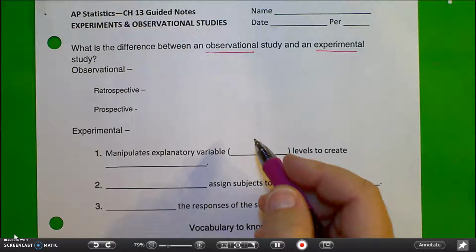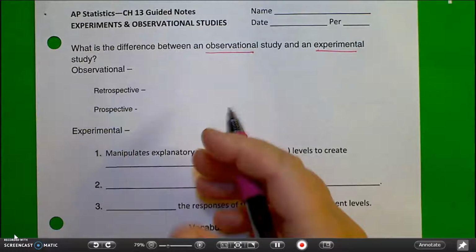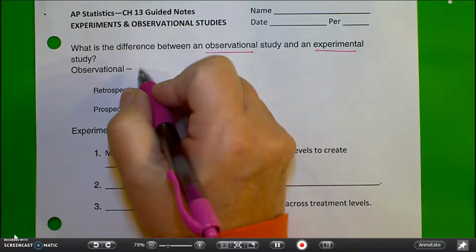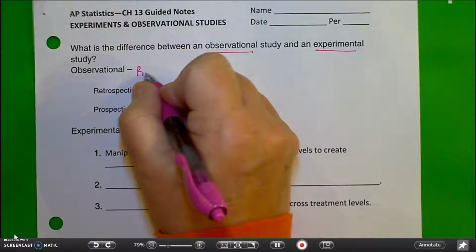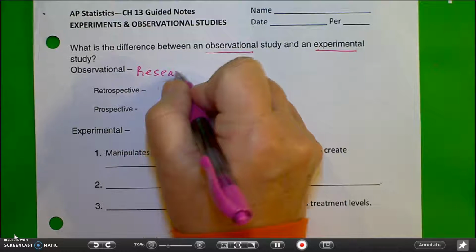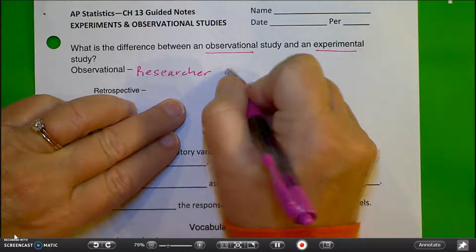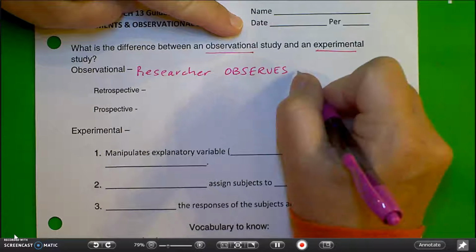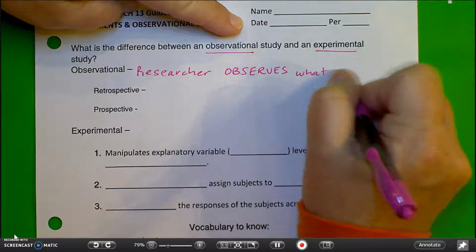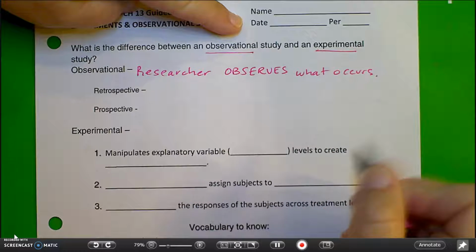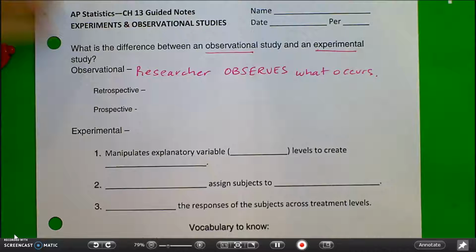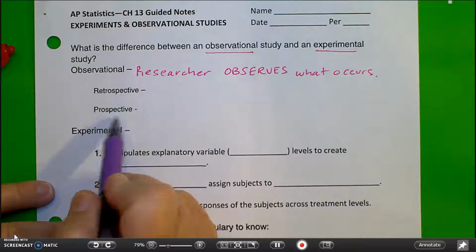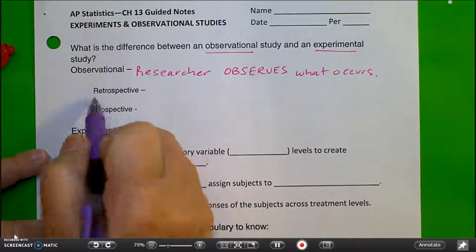An observational study is where the researcher simply observes what's going on. Simple as that. We just watch and record. So the researcher observes what occurs. There are two different types of observational studies. We can have a retrospective study or a prospective study.